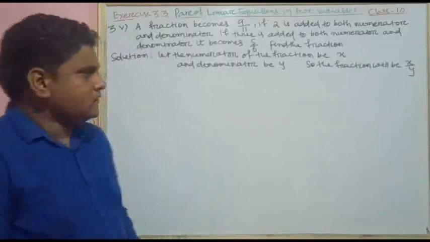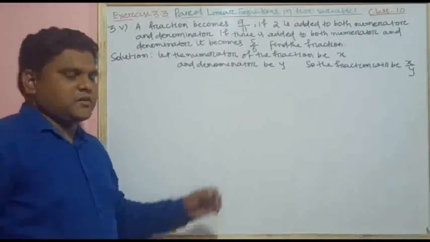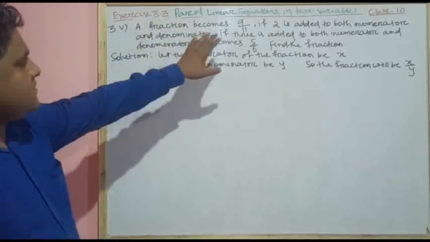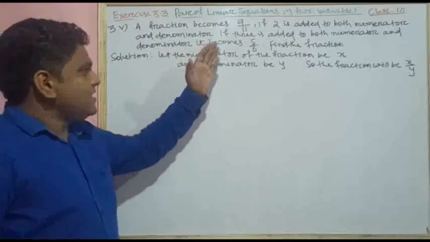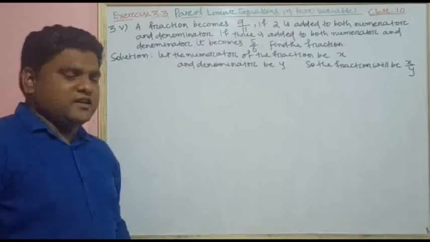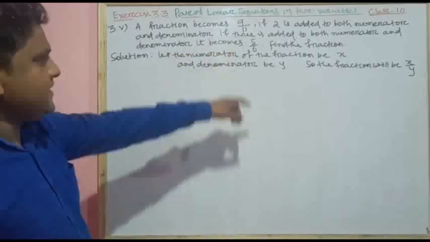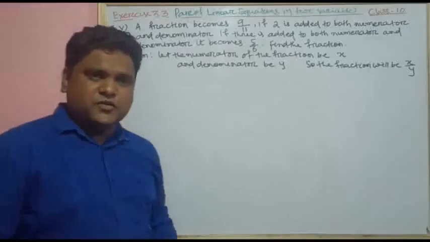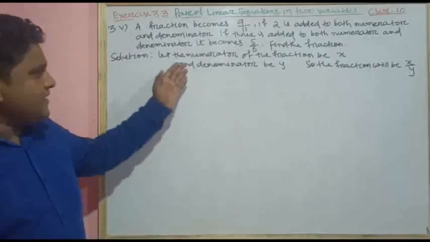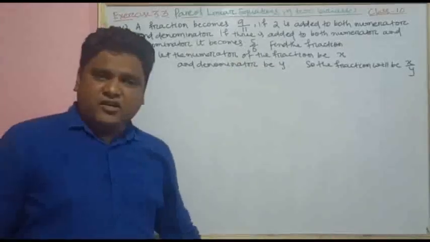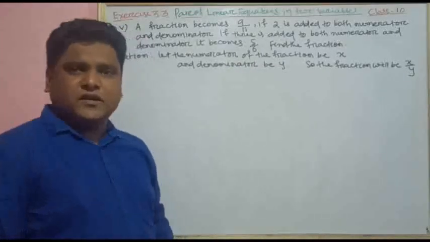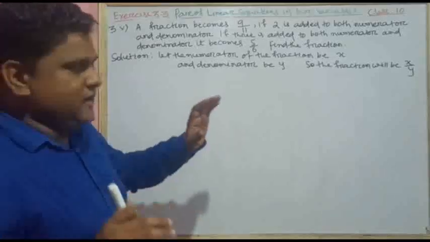Part B: a fraction becomes 9 by 11 if 2 is added to both numerator and denominator. If 3 is added to both numerator and denominator it will become 5 by 6. Find the fraction. For this purpose we have to assume that let the numerator of the fraction be x and the denominator be y, so that the fraction will become x by y.